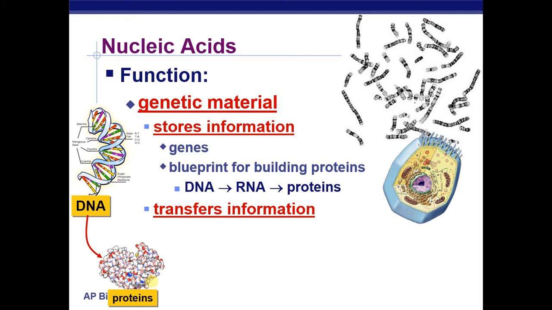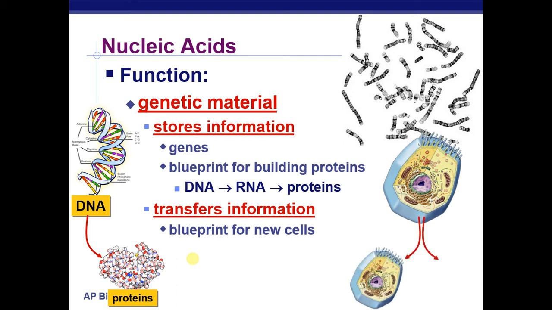Nucleic acids also transfer information, and that's the role both of RNA, transferring information in DNA to proteins, and of DNA in new daughter cells, transferring the genetic information from parents to offspring in the case of multicellular organisms. So each of these two daughter cells will have identical copies of DNA just like the parent cell, and offspring will have a combination of parental DNA in the case of sexual reproduction.